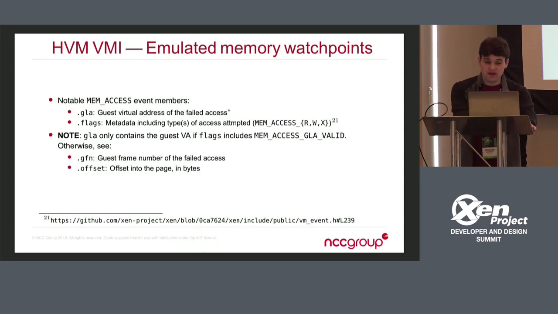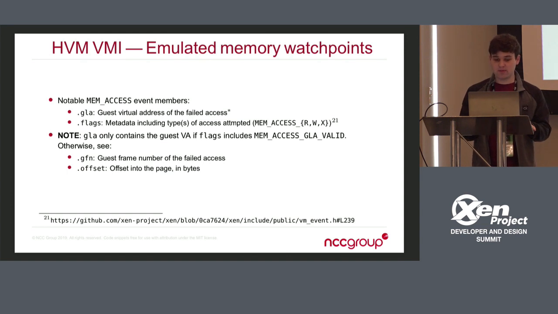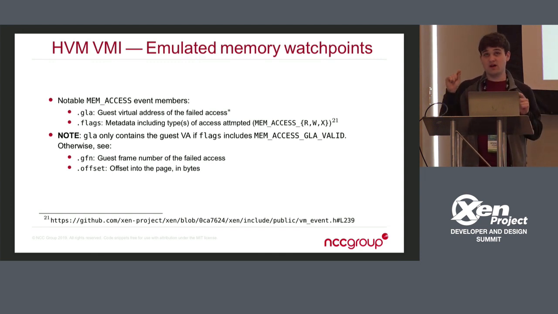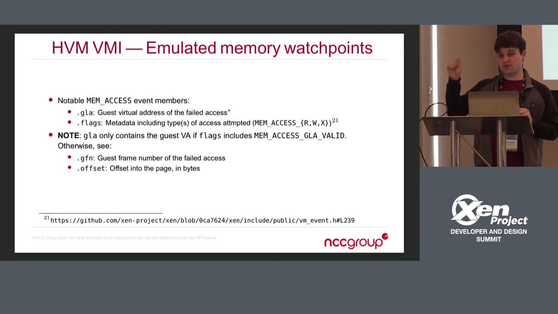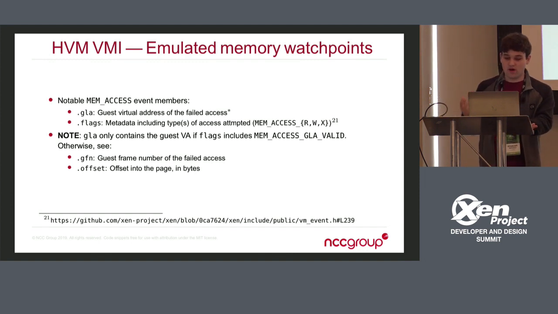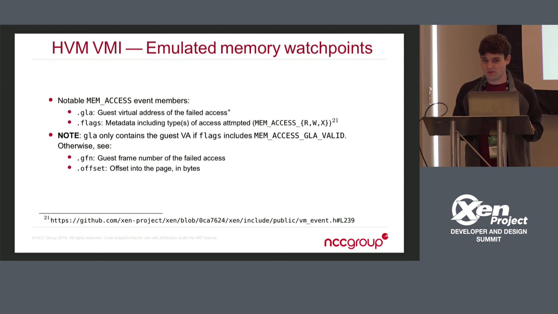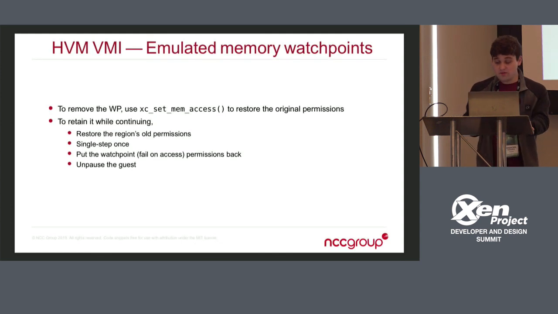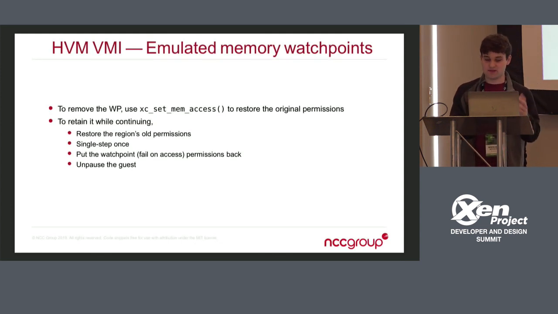Once you get a mem_access event, you should first check the flags member of that event data struct for MEM_ACCESS_GLA_VALID. Basically, if that flag is there, that means that the address itself, the memory pointed to by that address, really exists, but it couldn't be accessed because of some kind of permissions error, in which case .gla contains that virtual address, and then you can check if it's in your watchpoint region. Otherwise, you have a weirder error where some memory that wasn't actually mapped has been accessed, and you should check .gfn and offset for data about that. To remove the watchpoint, you just set the original permissions back using xc_set_mem_access.